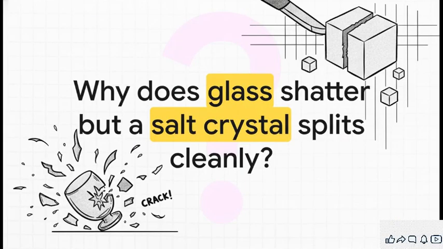So let's just start with a puzzle you've definitely seen before. You drop a glass, and it just explodes, right? Into a million sharp, curved, unpredictable pieces. But if you were to break a simple salt crystal, it would snap along these perfect straight lines. So what gives? Why are they so different?